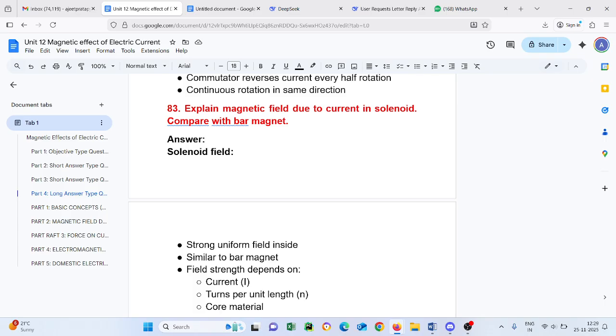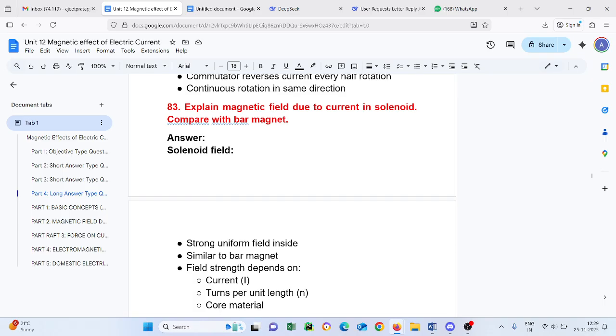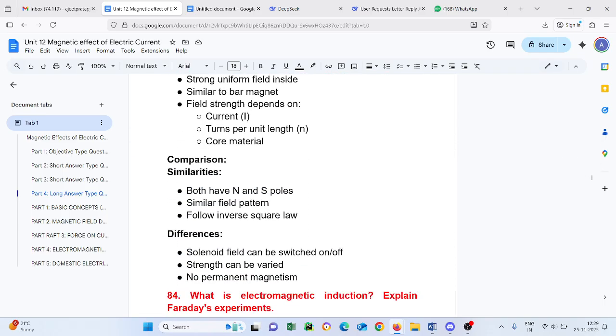Field strength depends on current, turns per unit length, core material. Similarity: both have N and S poles, similar field pattern. Difference: the solenoid field can be switched on and off, strength can be varied, no permanent magnetism.